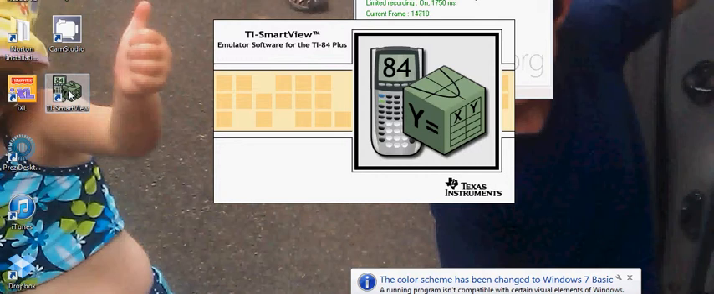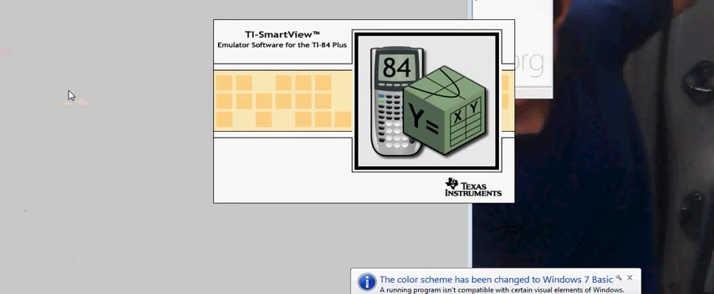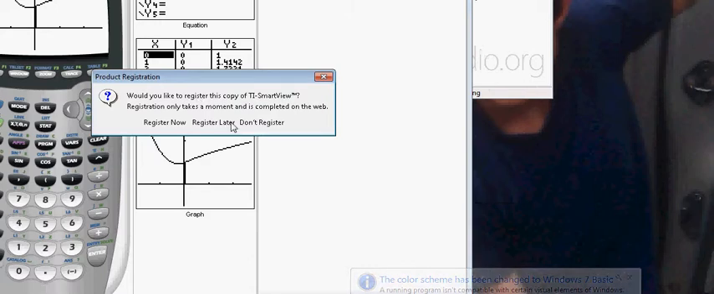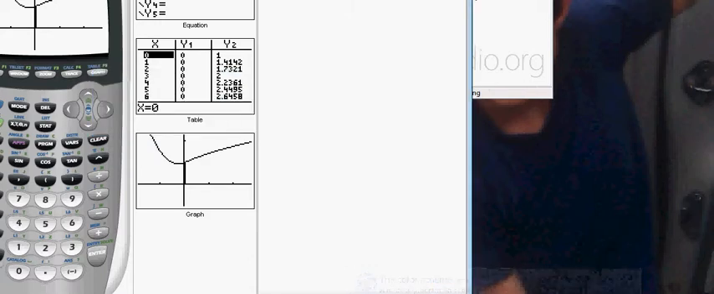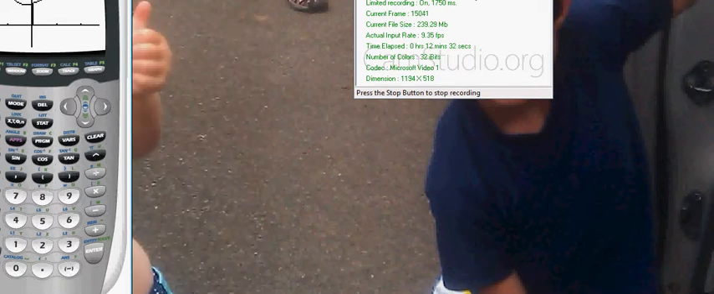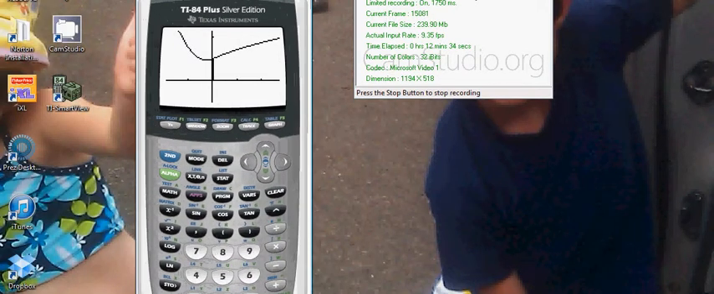This always takes a little while to open up. Come on, TI Smart View, you can do it. Here it comes. All right, I'm going to hide some things because I don't need them. I'm going to register later. Sure I am. Sure I am. Right, and here's my calculator. Let me get it down into the screen where you can view it.